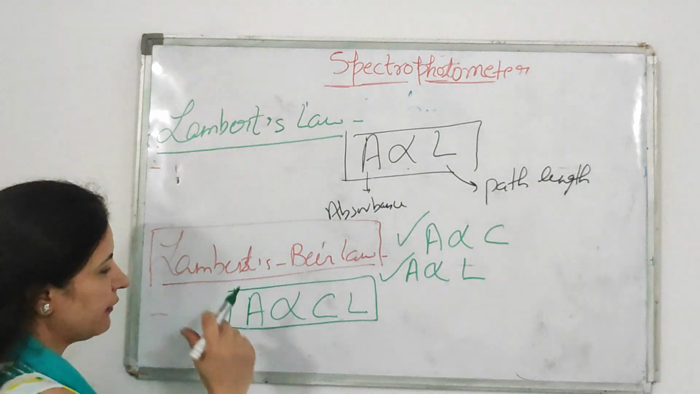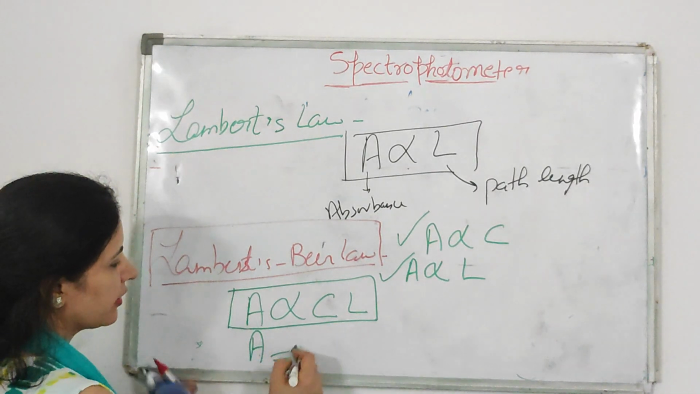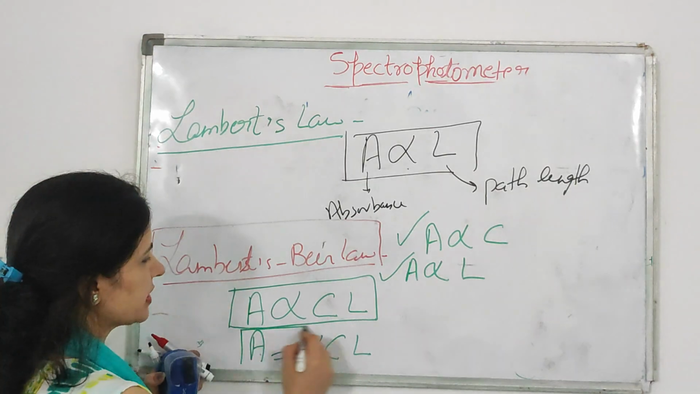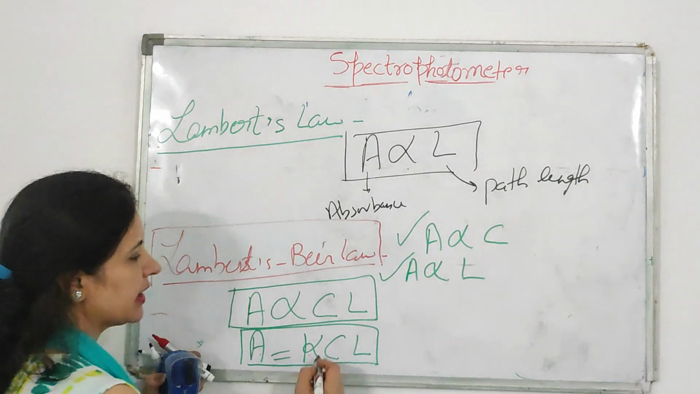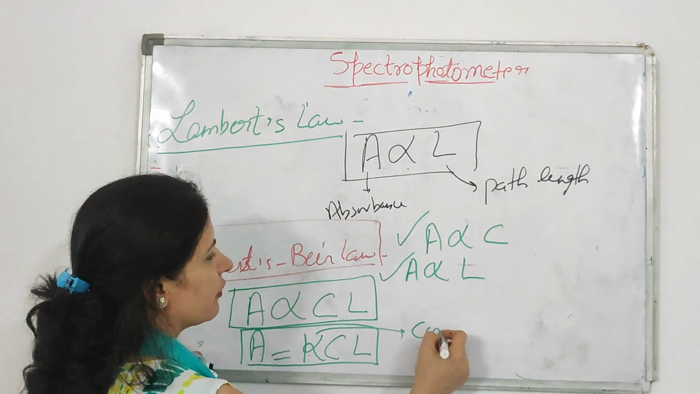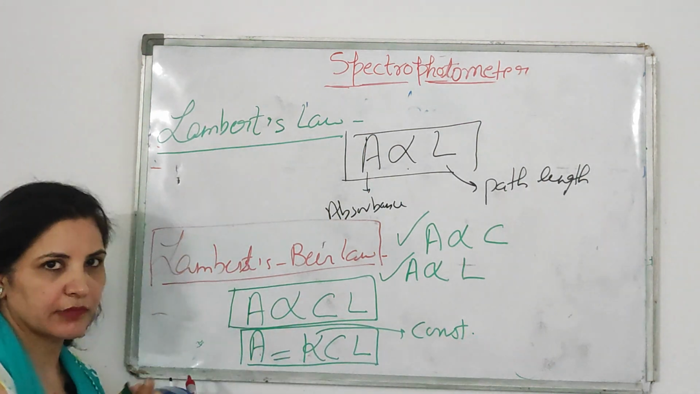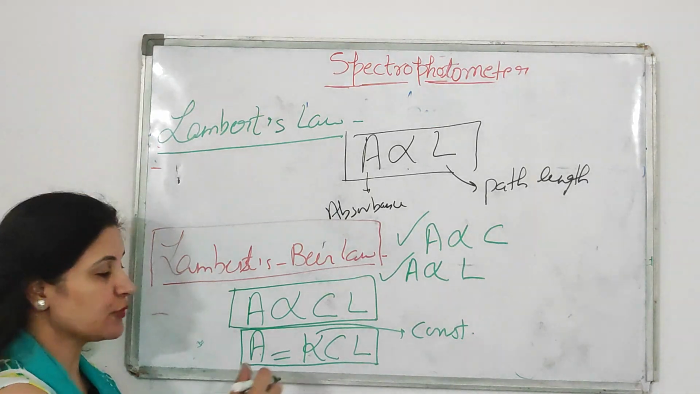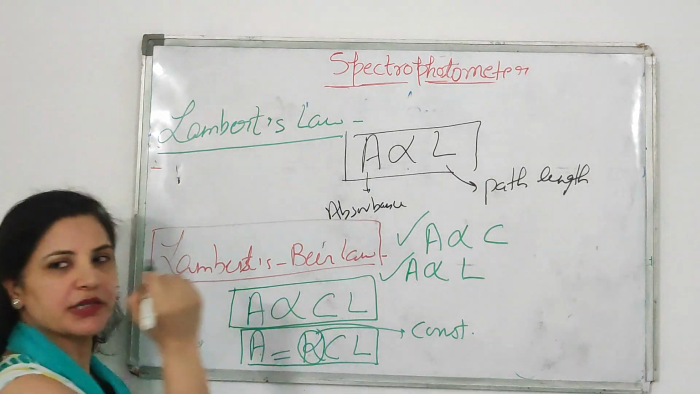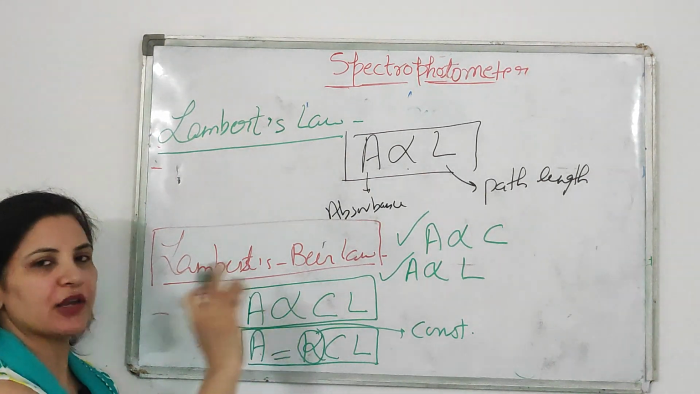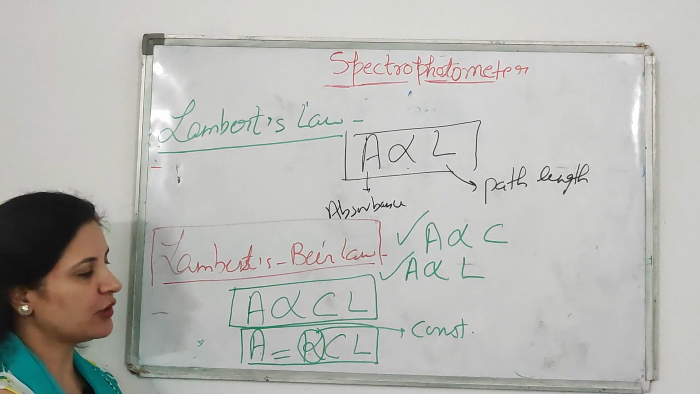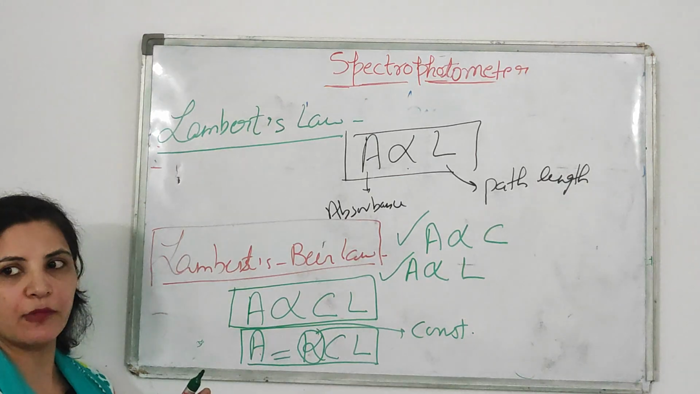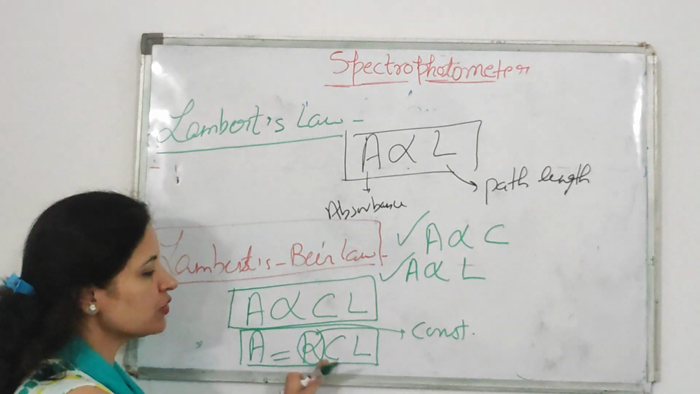If we remove the sign of proportionality, we can write A equals KCl, where K is a constant. K is nothing but a constant, because as we know, if we remove any sign of proportionality, a constant comes in. So A equals KCl.